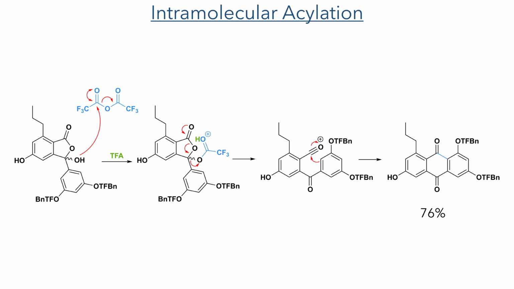The newly installed tertiary hydroxyl group allowed the authors to carry out an intramolecular Friedel-Crafts acylation, which expands the lactone ring to produce the target anthraquinone. This reaction was carried out using trifluoroacetic anhydride and trifluoroacetic acid. The anhydride first reacts with the tertiary hydroxyl group to form a highly electrophilic trifluoroacetyl ester. This can be protonated by TFA and eliminated to leave an acylium intermediate, which undergoes intramolecular reaction with the aromatic ring to form the target anthraquinone in a 76% yield.